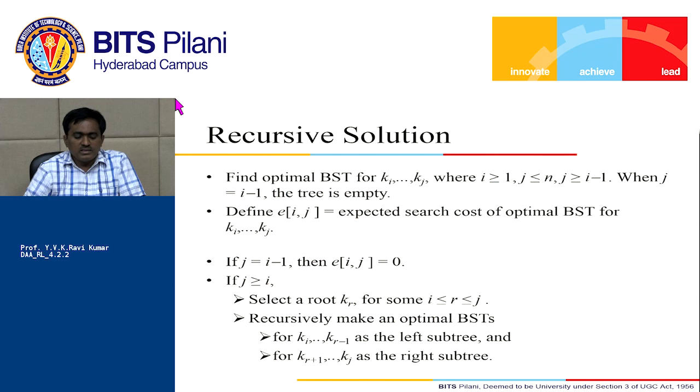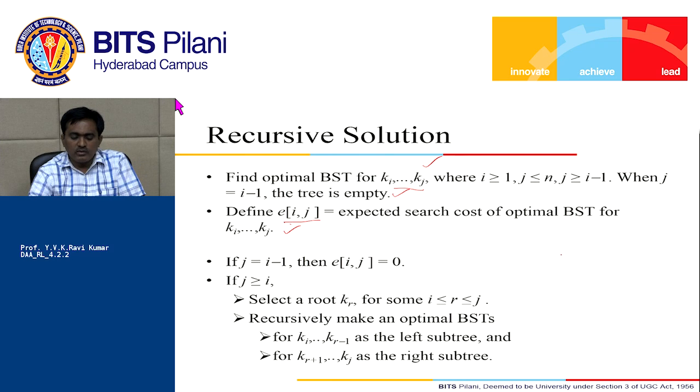Then what is the recursive solution? We need to find the optimal BST for ki plus 1 and so on up to kj, where i is greater than or equal to 1, j is less than or equal to n, and j is greater than or equal to i minus 1. But when j is equal to i minus 1, the tree becomes empty. Now we'll find e[i,j], which stands for the expected search cost of the optimal binary search tree for ki plus 1 and so on up to kj.